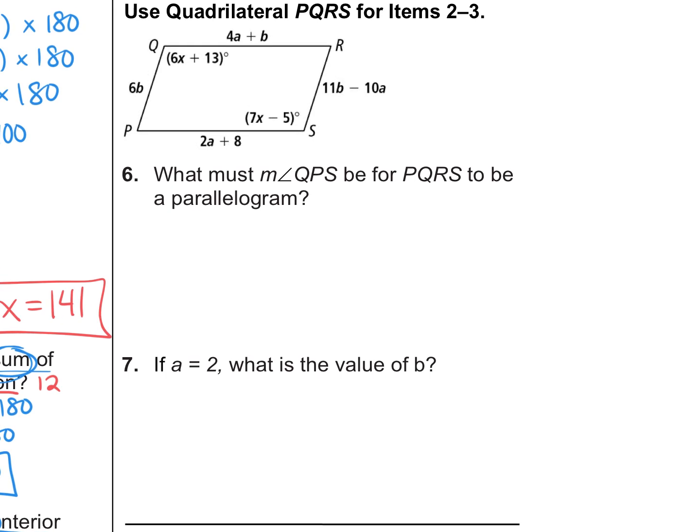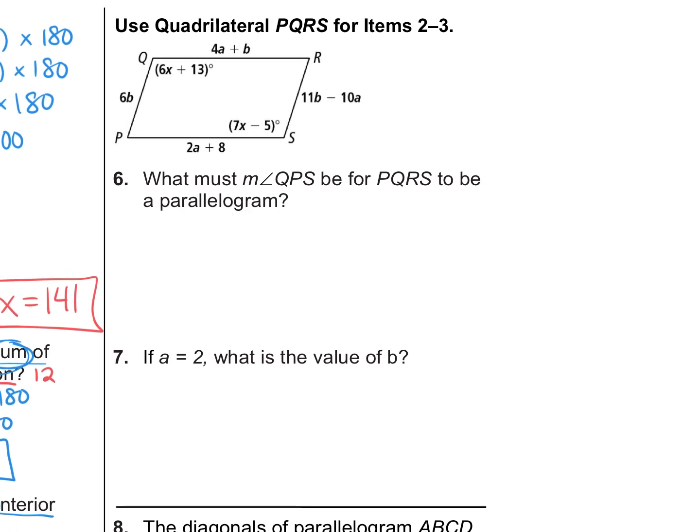Okay, moving on to number 6 and 7. Now we're getting into all the different shapes that we talked about. Number 6 says, what must this angle be for PQRS to be a parallelogram? First of all, are we talking about angles or sides right now? We're talking about an angle. So we want to look at what they gave us for the angles. What did they give us?